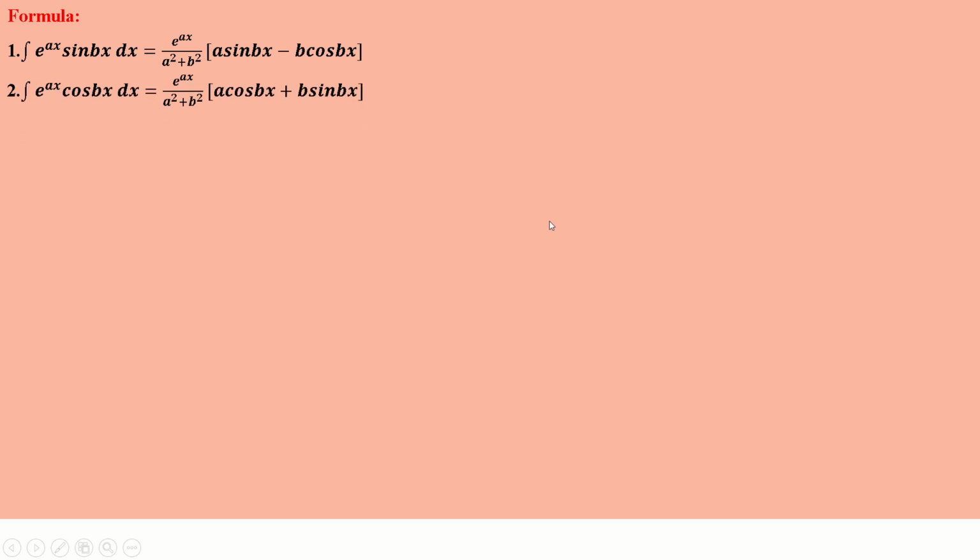Next, some formulas. Integral e power ax sin bx dx is equal to e power ax by a square plus b square into a sin bx minus b cos bx. Integral e power ax cos bx dx is equal to e power ax by a square plus b square into a cos bx plus b sin bx. We'll see the next problem.